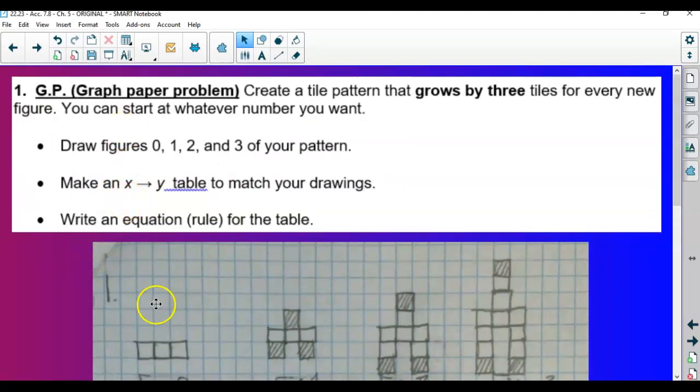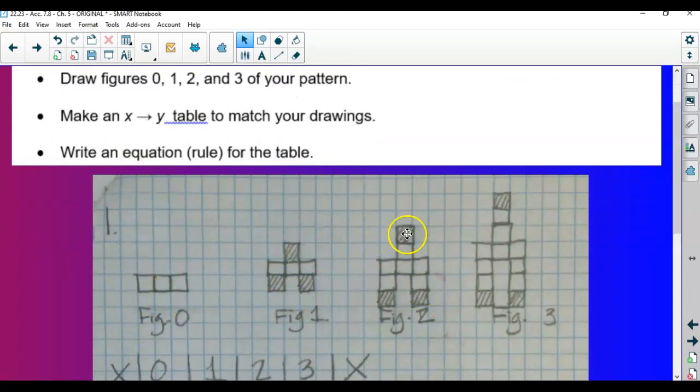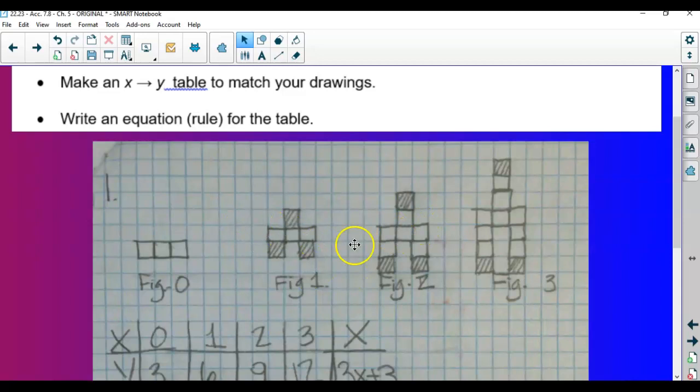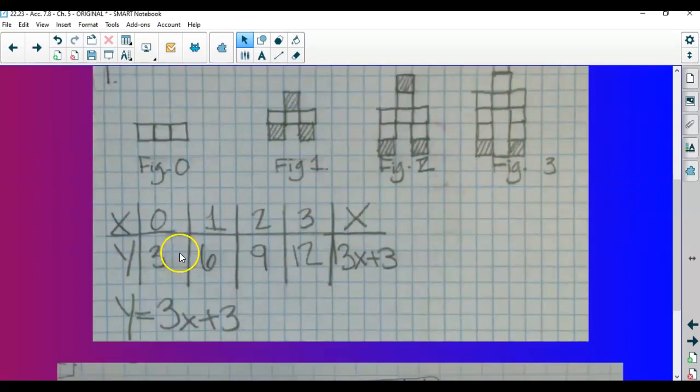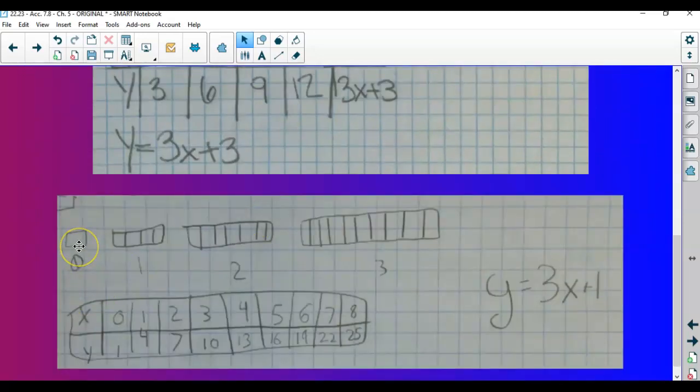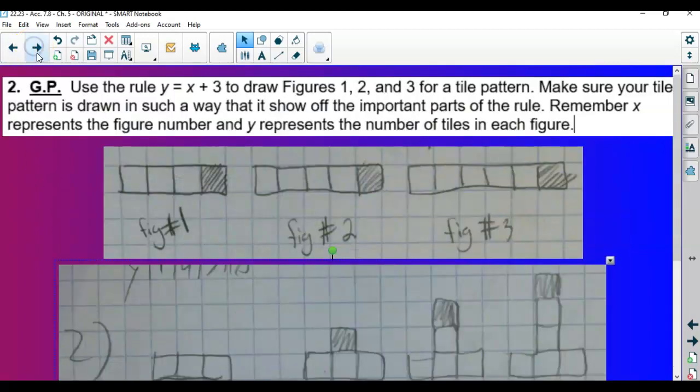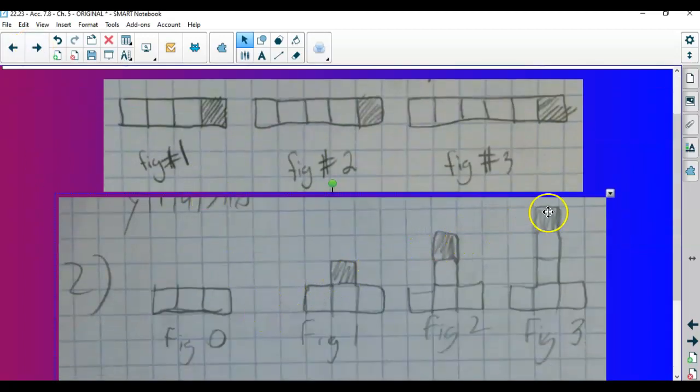So, number 1 was growth by 3 did not matter where you started. Right? Growth by 3 did not matter how many you started with. Could have started with 3, could have started with 1, could have started with none. Number 2, growth by 1 was the critical piece.